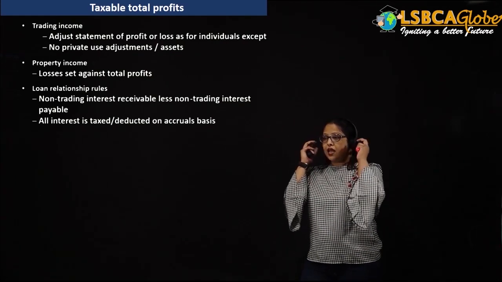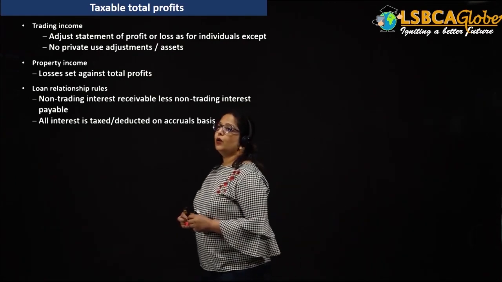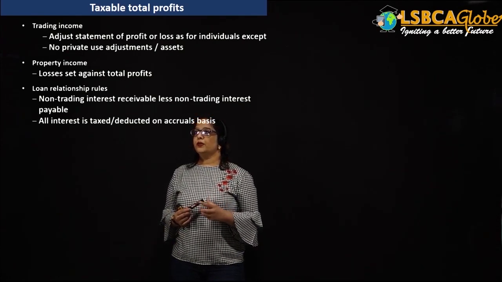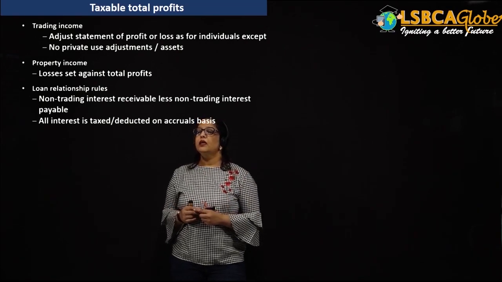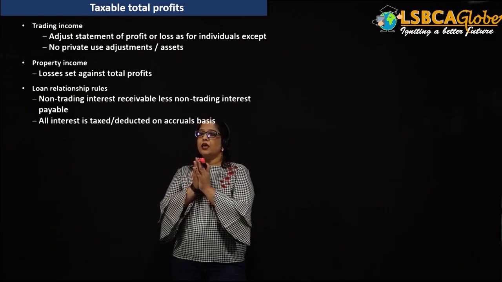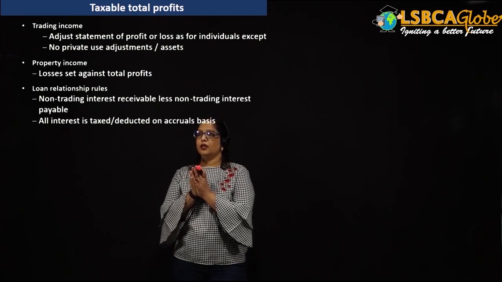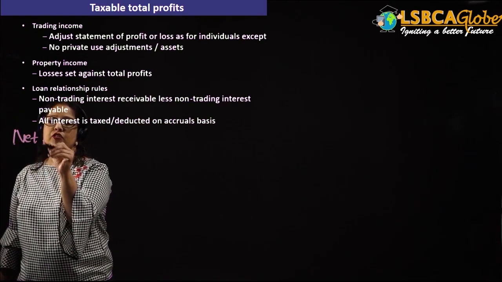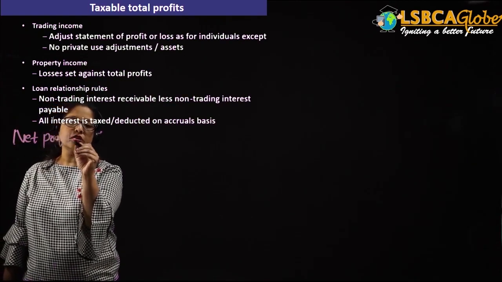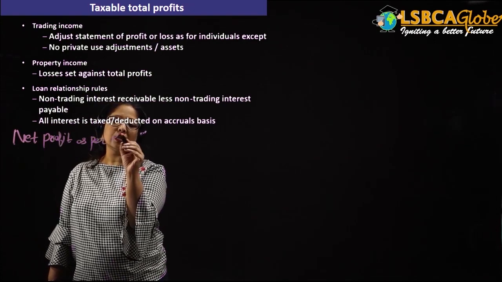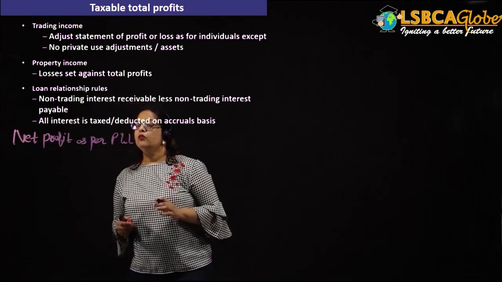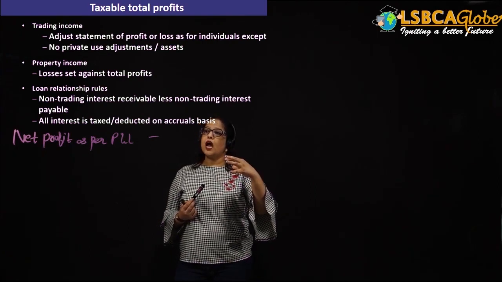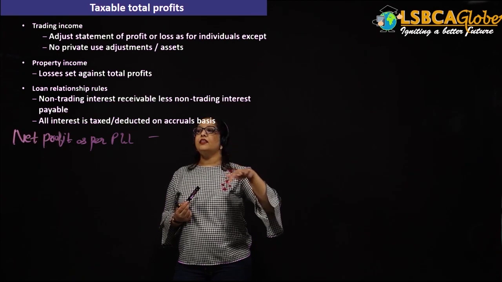Till now, class, I have just told you the format. Now I am going to tell you how to compute the total profits of a company. First of all, the trading income. Regarding trading income, you have to focus on one thing: you will start your answer with the net profit which is given. Whatever the net profit is given to you, that is a wrong figure. You have to start with the wrong figure and arrive at the right figure.